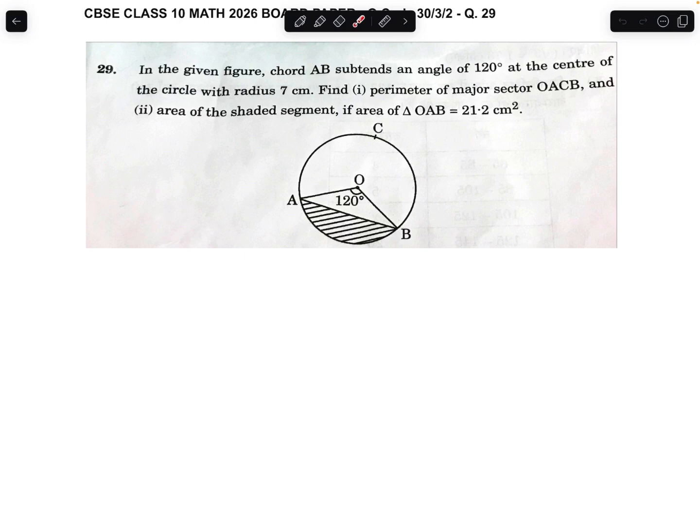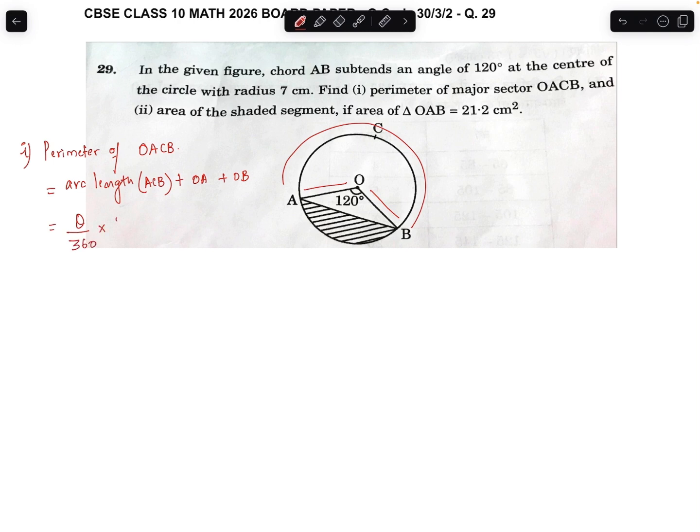And the second subdivision is find the area of the shaded segment if the area of OAB is given as 21.2 centimeter square. First one, we have to find the perimeter of the major sector OACB, which is the sum of arc length ACB, OA and OB. For arc length, we have this formula theta upon 360 into 2 pi r, and OA is the radius which is given as 7, OB is also 7.